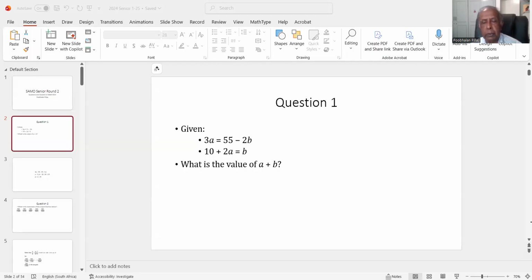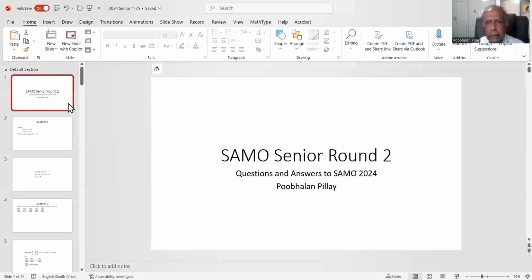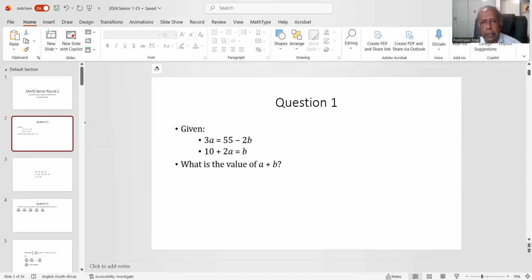Okay, the very first question. This is the senior round 2, as I said, 2024, not 2023. My apologies. So here we have 2 equations and 2 unknowns. Normally, we would take the A's and B's and put them on one side and the number on the other side, and then try to eliminate one of them. But in this case, you can do it very quickly because you already have B in terms of A.